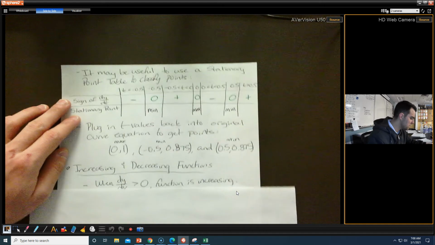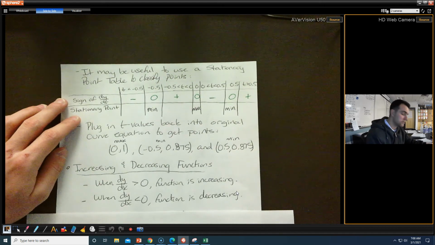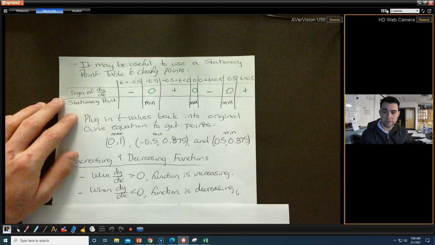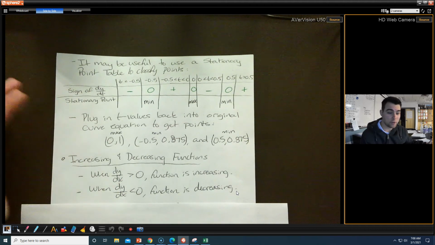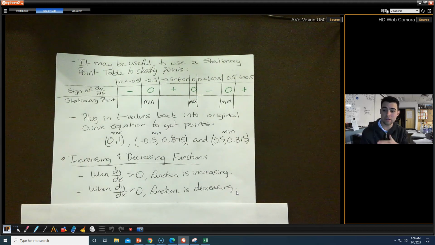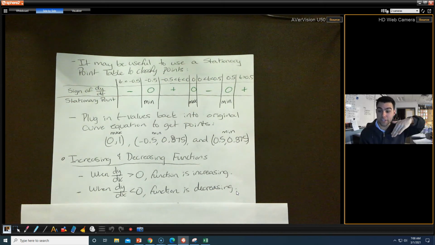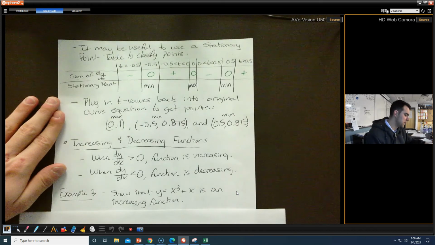Okay, increasing and decreasing functions. Two quick rules, and we've seen it already. When dy dx is greater than 0, when we have a positive slope, it's increasing. When it's got a negative slope, it's decreasing. So you might see something like this.